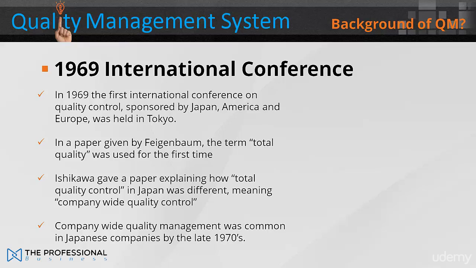Ishikawa gave a paper explaining how total quality control in Japan was different in its meaning and referred to company-wide quality control, and described how all employees, from top management to the workers, must study and participate in quality control. Company-wide quality management was common in Japan and Japanese companies by the late 1970s.